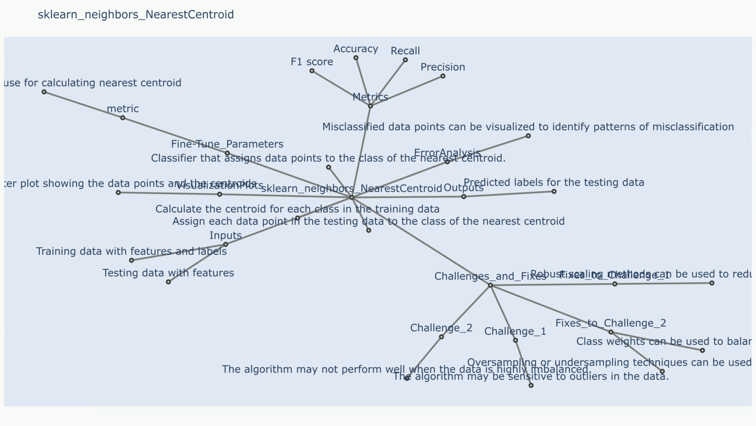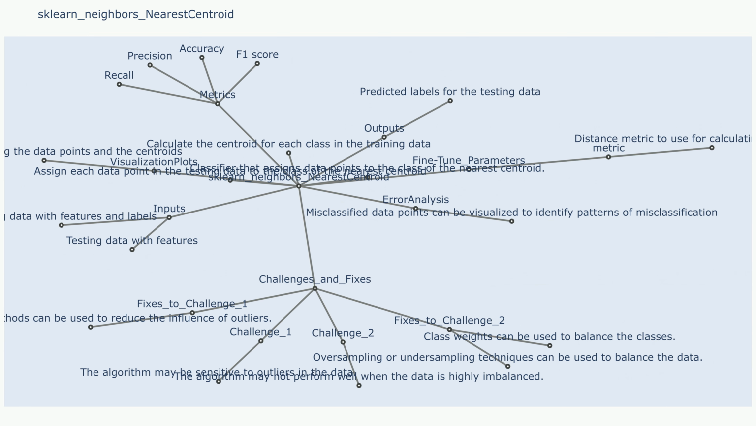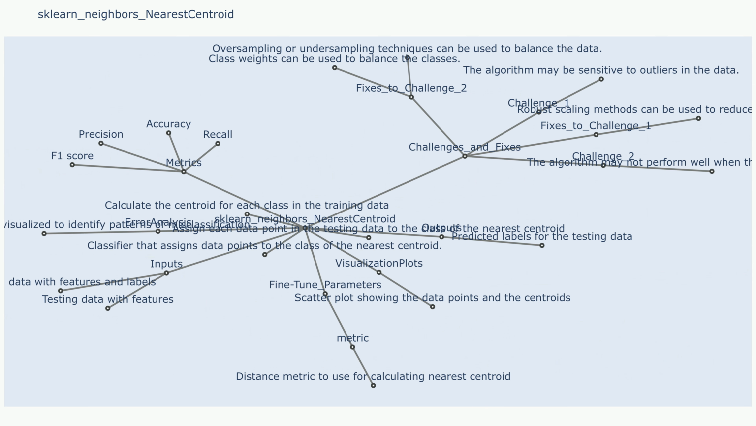Challenges and fixes. Challenge 1: outlier samples. Outliers in the training data can significantly shift the centroids, leading to inaccurate predictions. Sample use case that resulted in challenge 1: a training dataset containing a few very large values in a specific feature. These outliers might pull the centroid for that class towards them, even if they represent a small portion of the data.